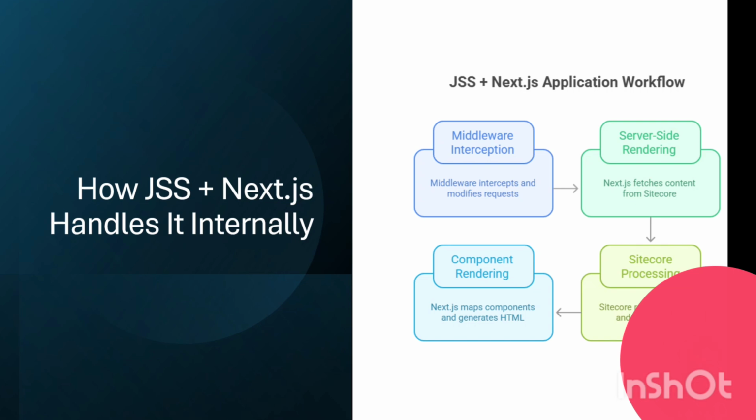Then comes your Sitecore processing. Sitecore receives this request, resolves the content item for that path, builds the layout like placeholders and components, applies personalization, and then returns the JSON. Now, the very important part is your component rendering. Back in Next.js, the component factory maps each Sitecore component name, like HeroBanner or, let's suppose, ContentBlock, to its React component. These components receive content fields as props, get assembled into the layout, and finally HTML is generated and sent to the browser.